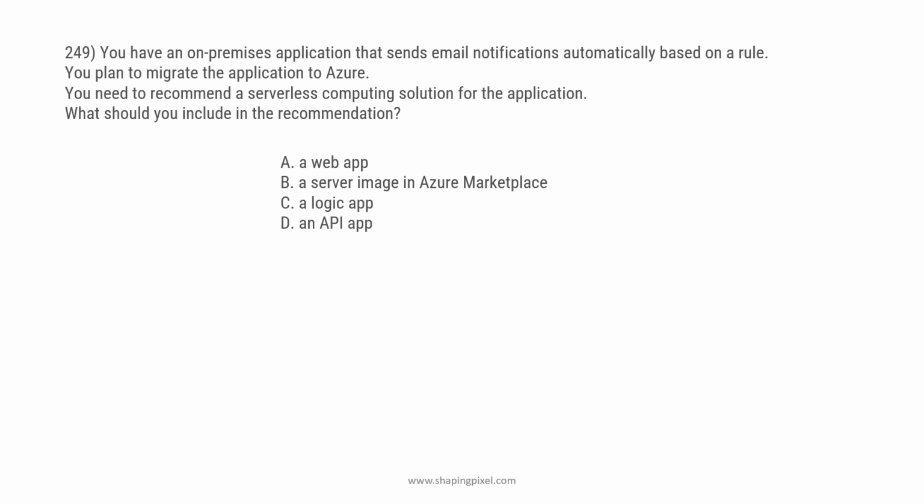Question number 249. You have an on-premises application that sends email notifications automatically based on a rule. You plan to migrate the application to Azure. You need to recommend a serverless computing solution for the application. What should you include in the recommendation? And you have four options. Option A, a web app. Option B, a server image in Azure Marketplace. Option C, a logic app. And option D, an API app.